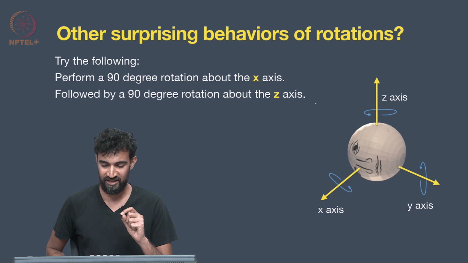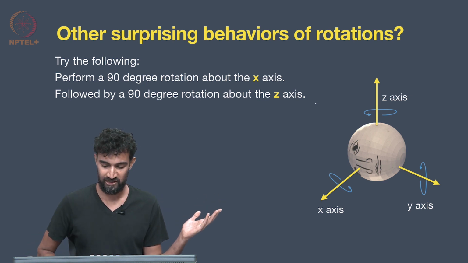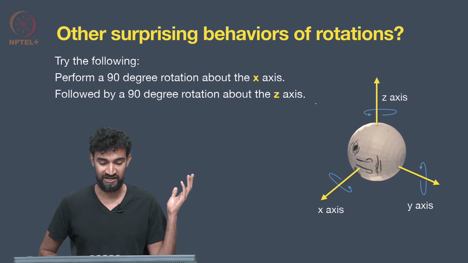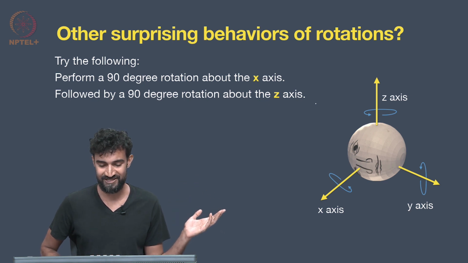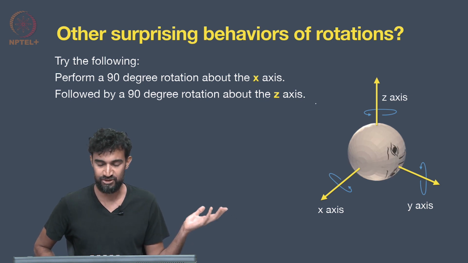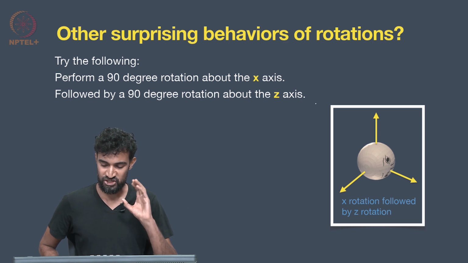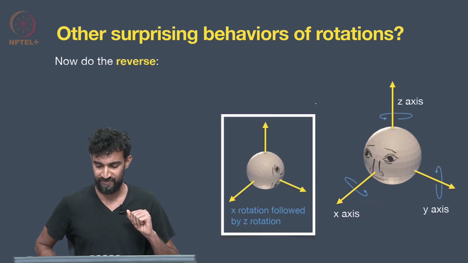Well, an x rotation, if you look at the picture here, will take you to here. Using the right-hand rule, we've done a 90-degree rotation about the x-axis. Now if we do a 90-degree rotation about the z-axis, we get to here. So this is an x rotation followed by a z rotation.